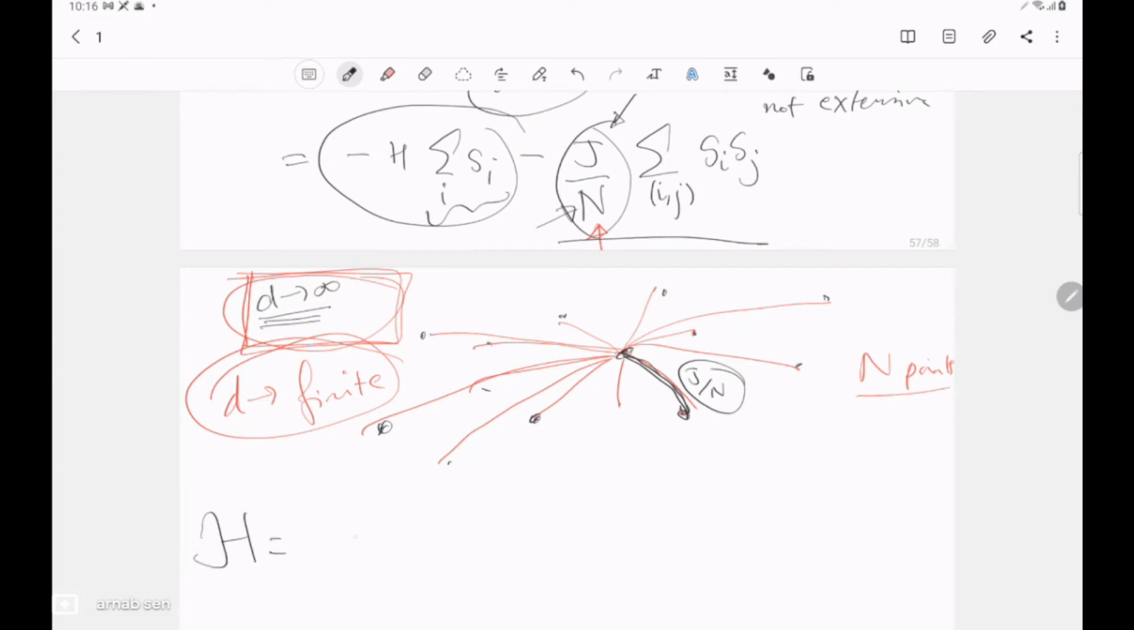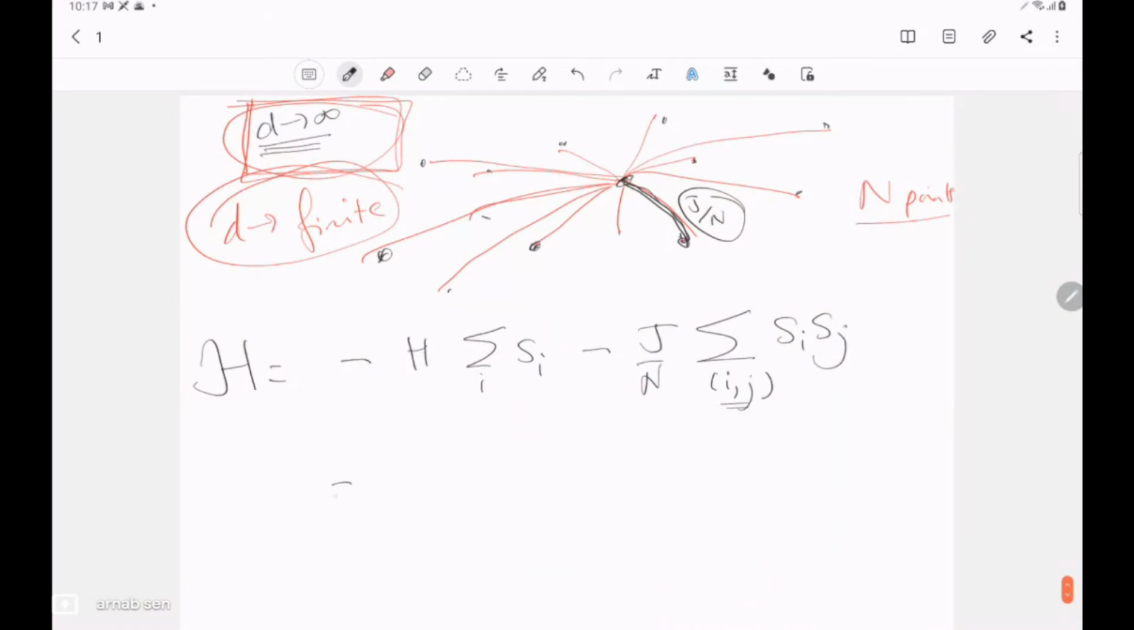First trick. Let me rewrite this Hamiltonian in a slightly different way. This notation means every point interacts with every other point. So, apart from some constants, I'm just rewriting this Hamiltonian like this.